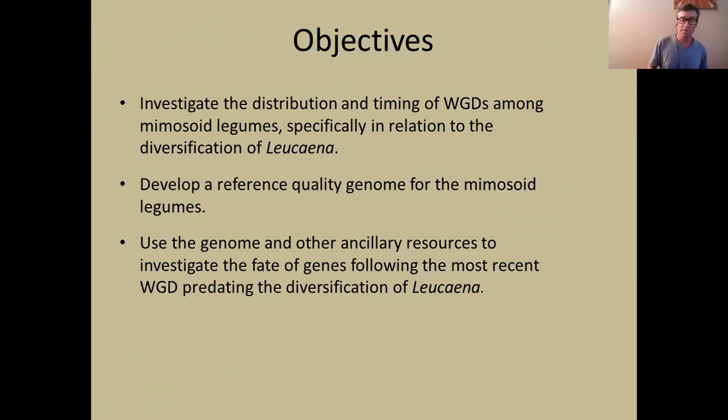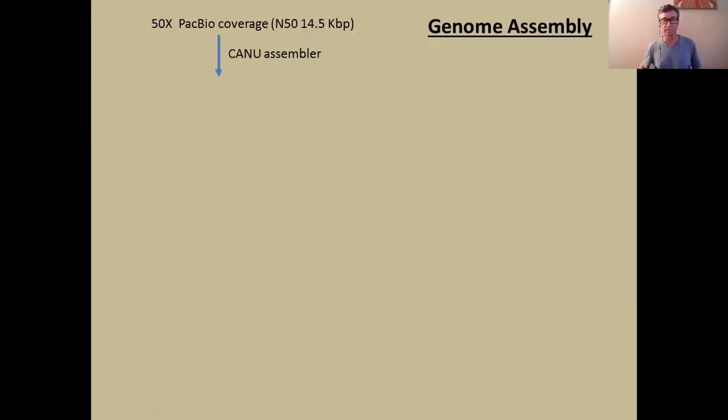So for objectives today, we're interested in investigating this whole genome duplication that predates the divergence of Lucena. We're also interested in developing a reference quality genome for mimosoids, in particular, developing one for Lucena so that it's available for investigations among its close relatives. And then ultimately, we'd like to use the genome and other ancillary resources to look at the fate of genes and gene families that come from this whole genome duplication event, or any whole genome duplication that predates Lucena.